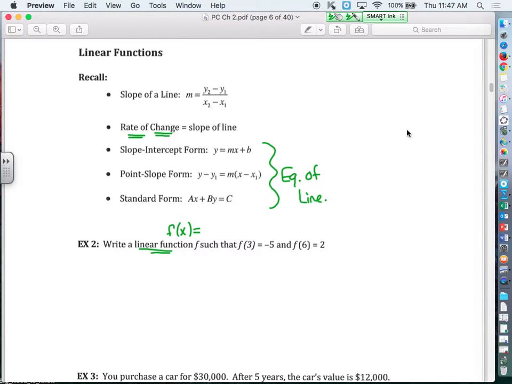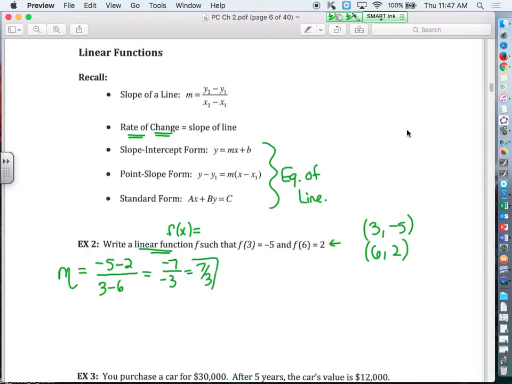So they give us 2 points. It doesn't really look like they're points, but that's what these two things are. When x is 3, y is negative 5. And when x is 6, y is 2. We can take those 2 points and find a slope. So that would be negative 5 minus 2 over 3 minus 6, going in the same order, subtracting the bottom point from the top point. This is negative 7 over negative 3, which is 7/3.